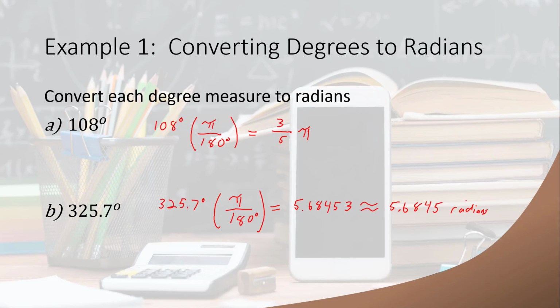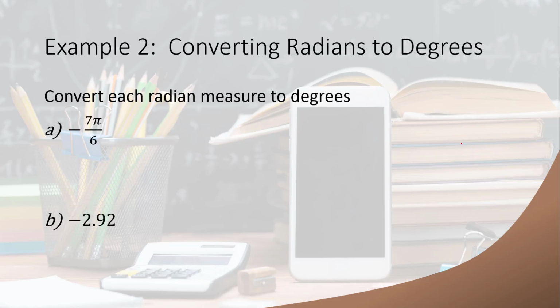Okay, well, if we need to convert from degree measure to radian measure, we also need to convert from radian measure to degree measure. And chances are, if your radian measure is expressed in terms of pi, you can probably do an exact conversion, and that's what we're going to do for part A. So for part A, we have negative 7 pi over 6. And our conversion is to multiply that by 180 over pi, 180 degrees divided by pi.